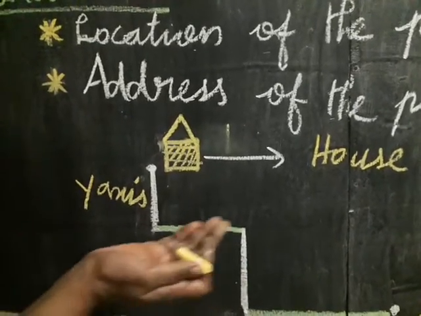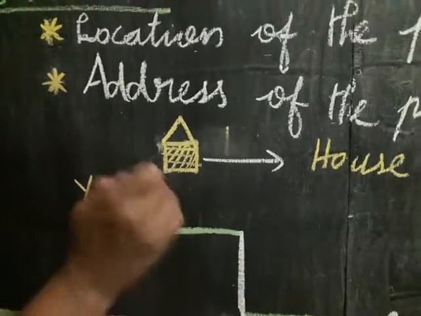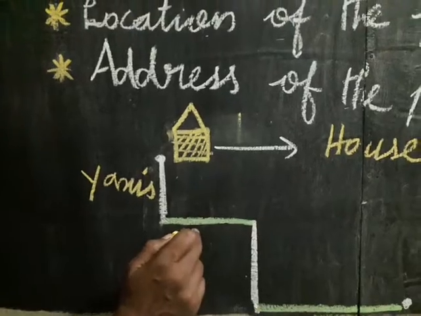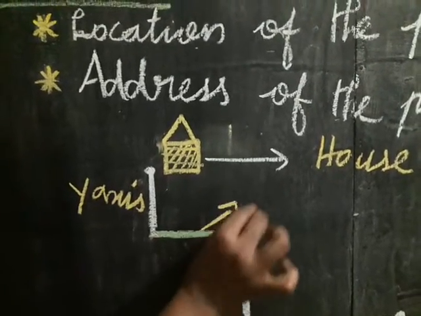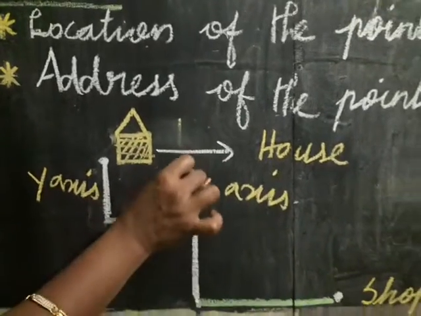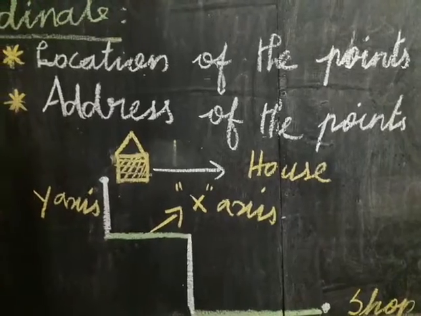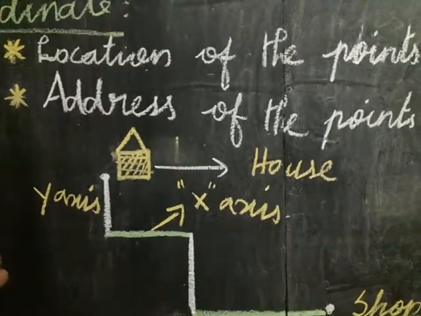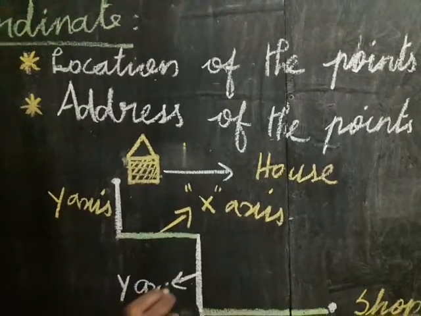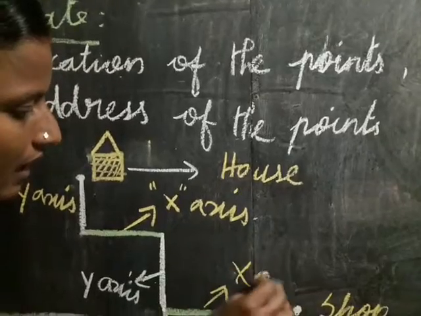And then see this line. This line is a sleeping line, also called a horizontal line. So the horizontal line is the x-axis. Again, this line is the standing line. The standing line is the vertical line, and the vertical line is the y-axis. This sleeping line is the x-axis.